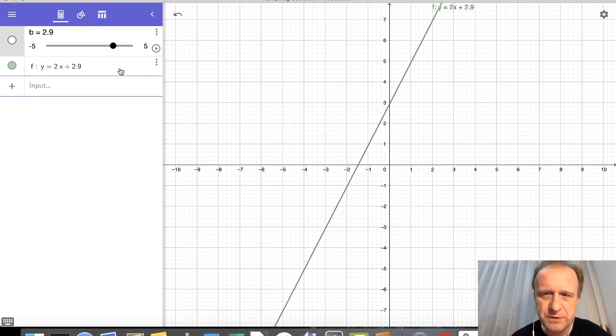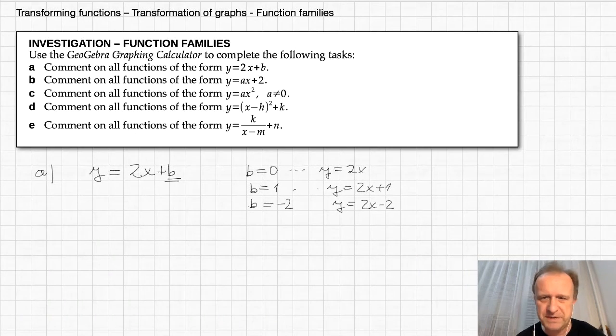Okay, so this is all we can say about this first family of functions. All of them have the gradient of 2, all the graphs are lines, and for all of them it is true that they intersect the y-axis at b.